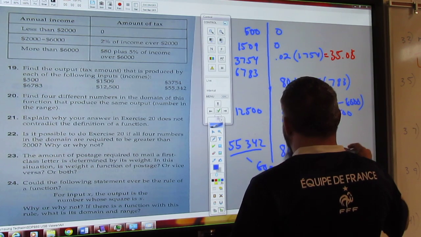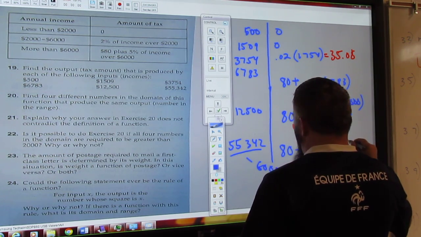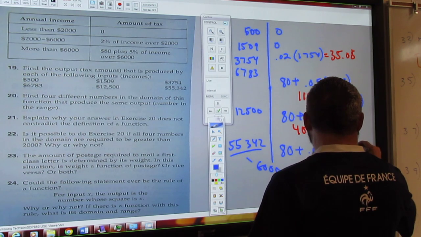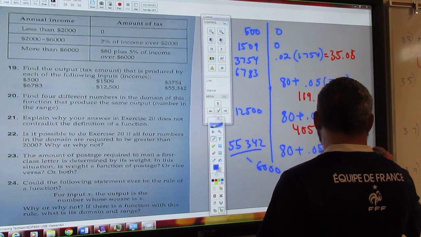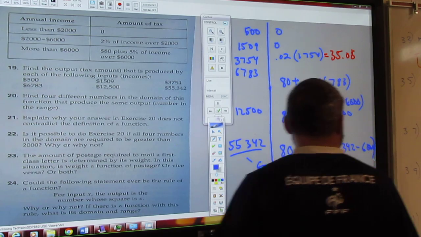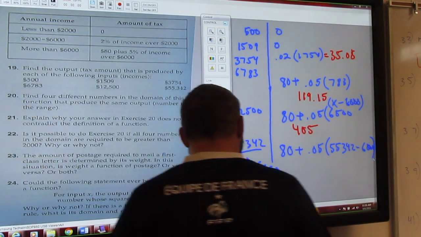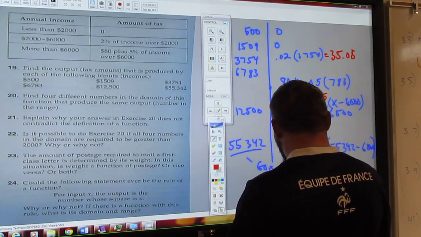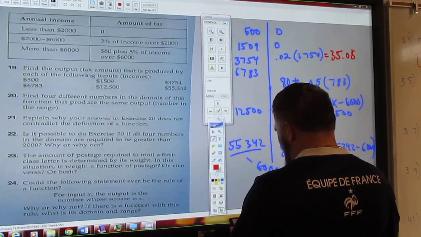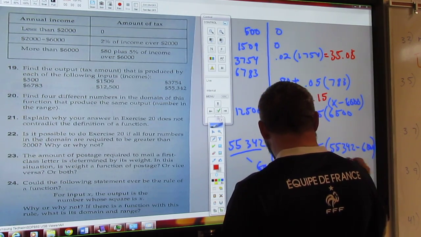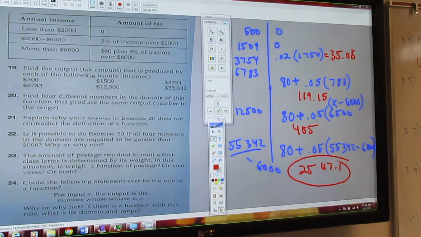0.05 times the 55,342 minus 6,000 is in the parentheses. 55,342 minus 6. How much did you get? 2547. 25,47, 10?